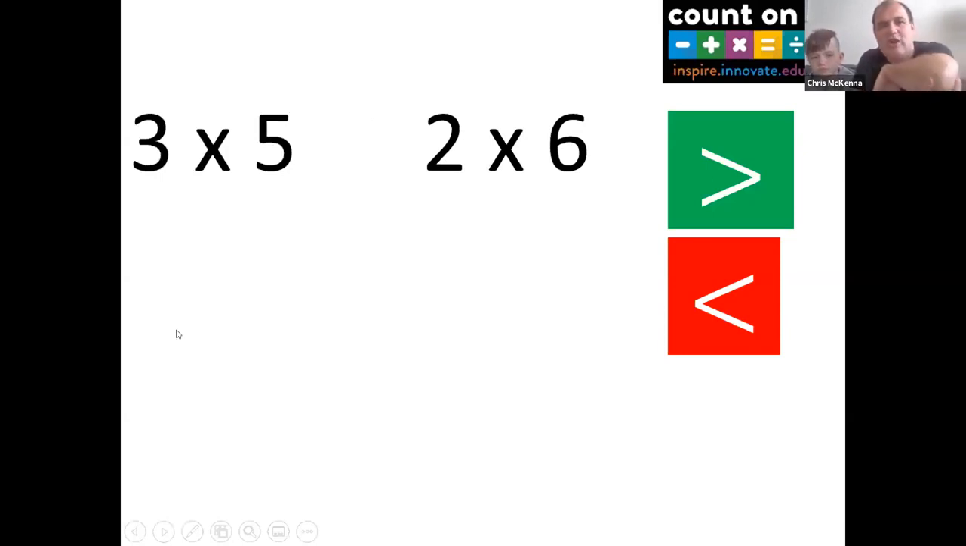Okay, now this time we've got 2 calculations to work out. So what do you think? What sign goes in here? So you can type in or write in what sign you think goes in. Is it more than or is it less than?